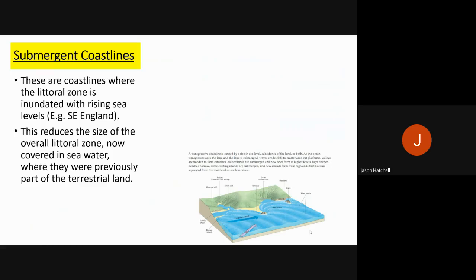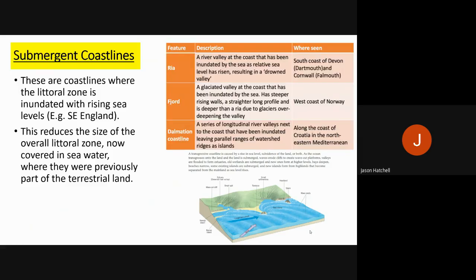Now, the opposite to an emergent coastline is a submergent coastline. Now, these are coastal zones where the littoral zone is inundated with rising sea levels, like in the southeast of England today. So these are areas where essentially the coastline is disappearing, the sea is taking over, and that reduces the size of the littoral zone, covered in seawater where it previously wasn't. And again here, you've got some features like a ria, a fjord, and a Dalmatian coastline as a result of a submergent coastline and where you can find them.